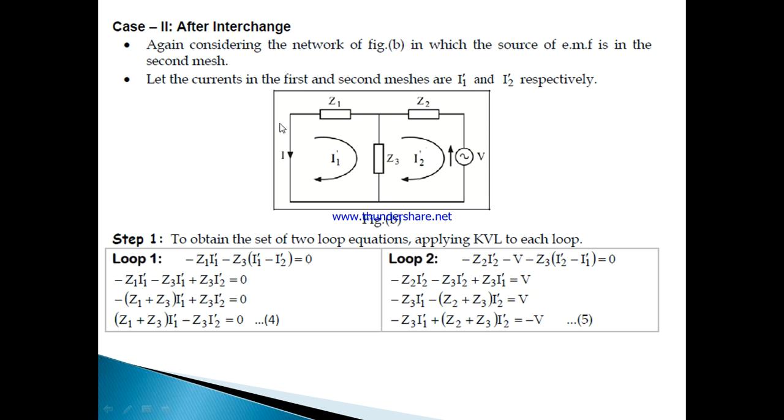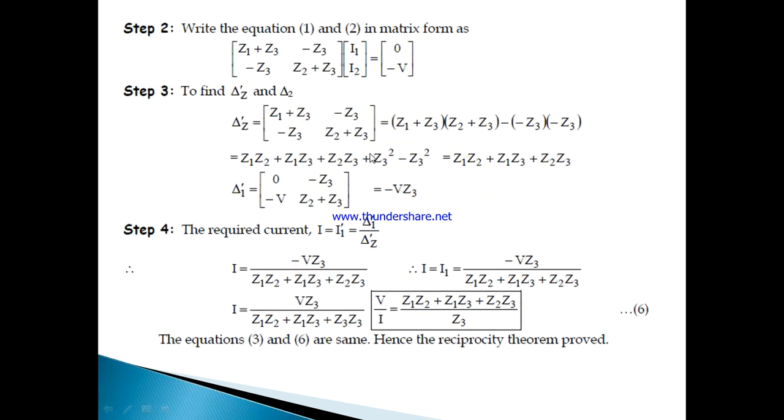So that is the difference between case 1 and case 2. Here we are interested in I, which we should take as I = -I1' = -Δ1'/ΔZ'. From here we should first find Δ1' and ΔZ', which we have taken here. After substituting and simplifying these expressions, finally we will get the response I.